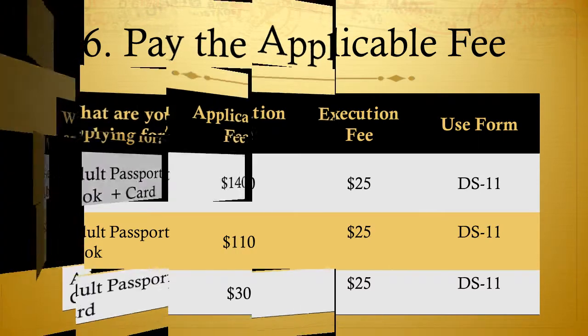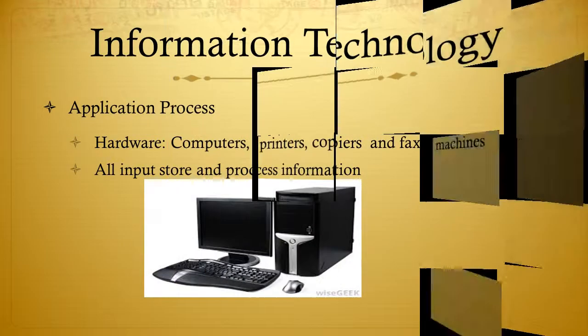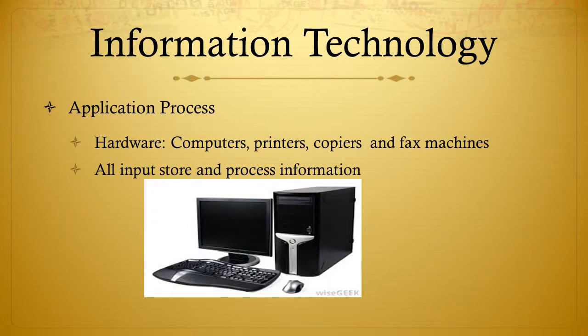The sixth step is to pay the applicable fee. The fees differ depending on what type of passport you are applying for. The last step of the application process is to provide one passport photo. To avoid processing delays, the process has to meet all requirements. When submitting Form DS-11, the photo should not be attached.